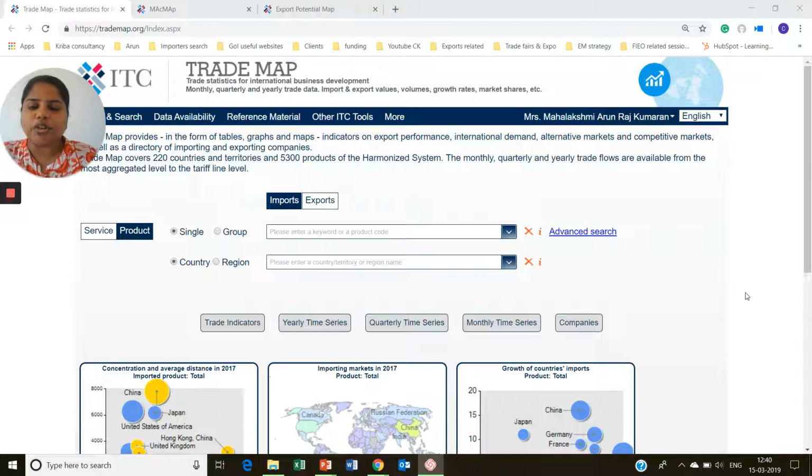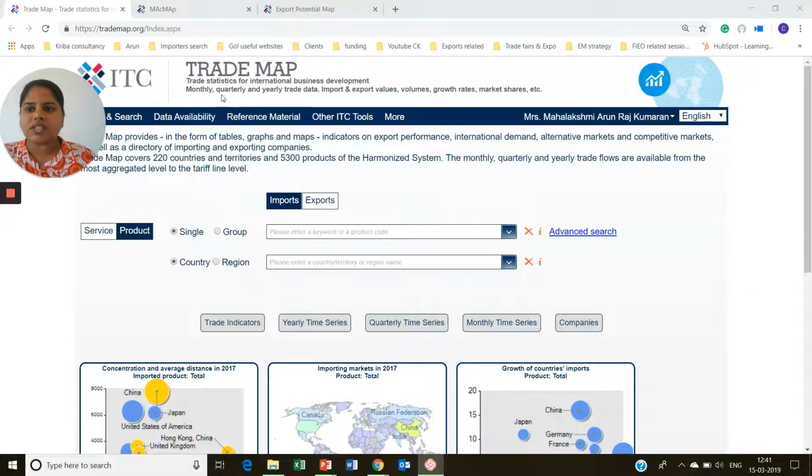I will show you how to do it. The in-depth study of this tool takes at least a minimum of 2 hours. But today I will show you how you can use this tool and you can explore it by yourself. These tools are free from the International Trade Center for exporters or for people from developing countries.